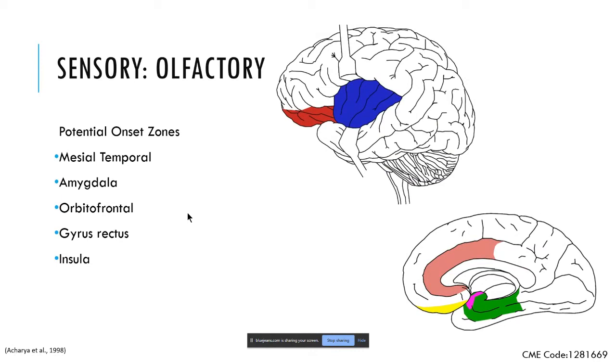seen in association with neoplasms involving the amygdala or the orbital frontal portion of the gyrus rectus, which the gyrus rectus, denoted here in yellow, is that medial curvature of the frontal lobe. Olfactory symptoms have also been reported in association with some insular epilepsies as well.